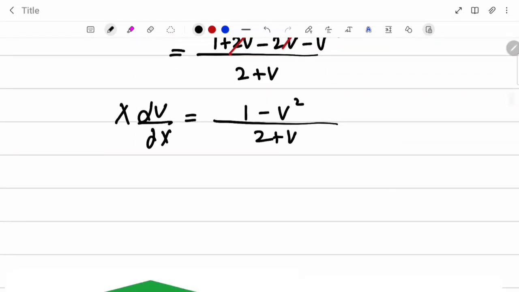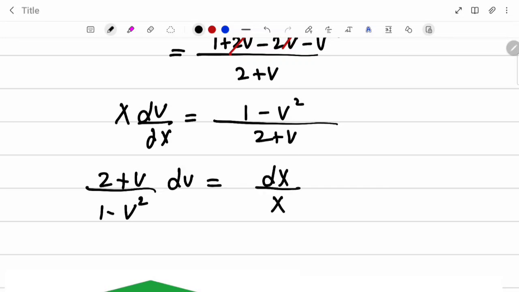Okay, now make a flip of the situation. Take this to the opposite side by flipping, and x and dx on the opposite side. So 2 plus v upon 1 minus v square dv equals dx over x. Now, we have been able to make a separable equation. So, can I integrate it directly?